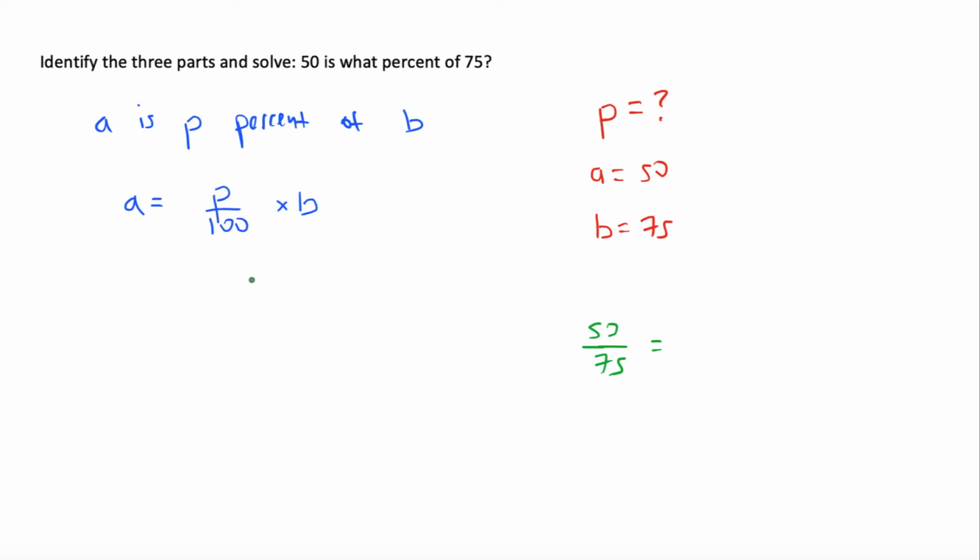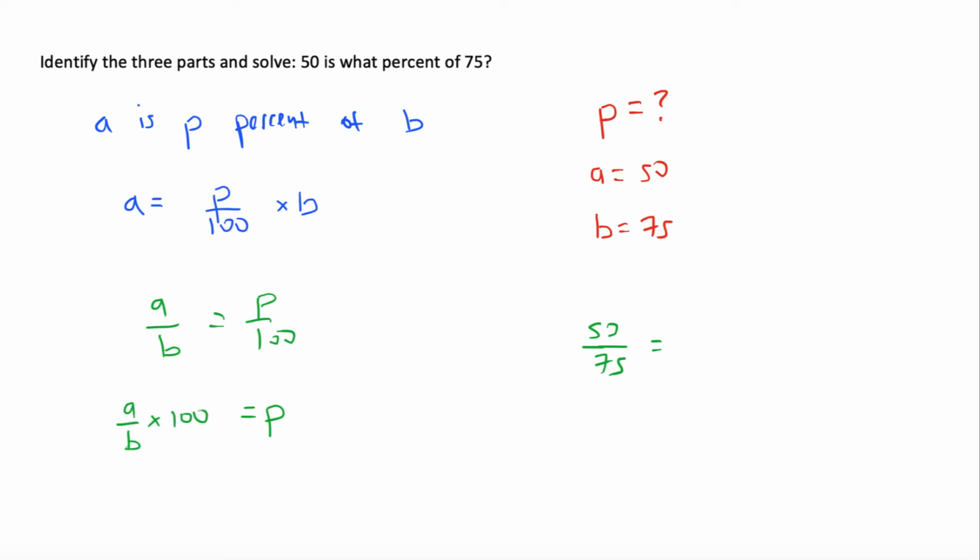So we're going to do a little bit of algebra here. Let's divide both sides by B. So P over 100 equals A over B. Notice what this 100 does: it converts this number into a percentage. We need to multiply by 100. So P is going to equal A over B, whatever that is, times 100.